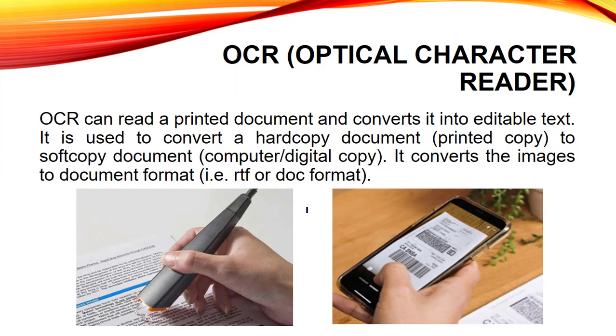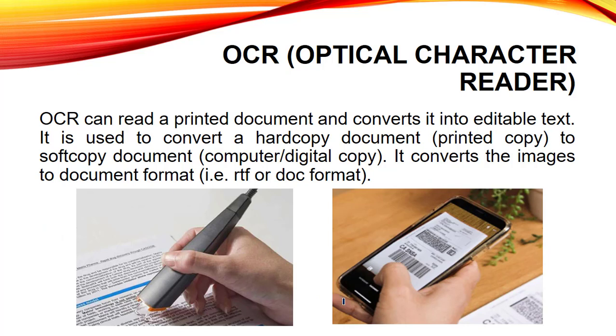Fine. So generally we have two types of OCR scanner. First one looks something like this, and the other scanner is similar to our simple scanner. Fine. Nowadays we have some mobile applications through which we can use our mobile's camera as an OCR.